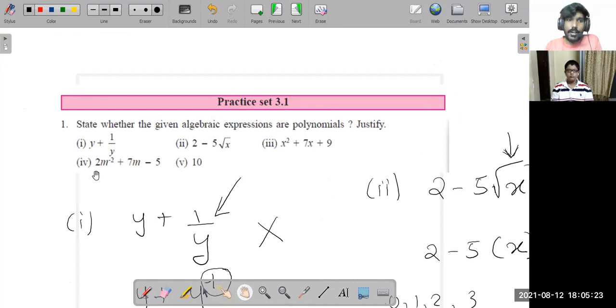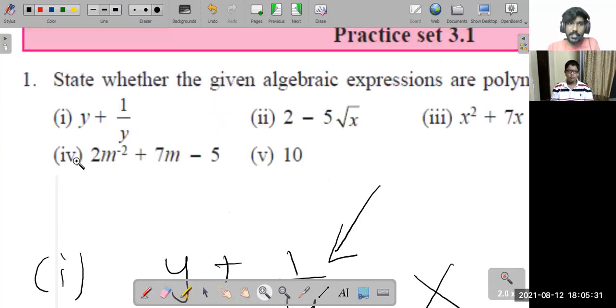So just write down the first one. Third, fourth one and fifth one are easily identified. You can identify easily whether they are or not. Fourth one, is this a polynomial? No, sir, it's not a polynomial. What reason will you give? The power is an integer instead of a whole number.